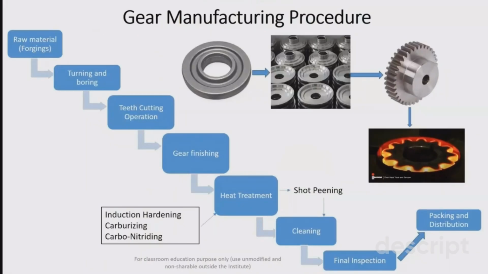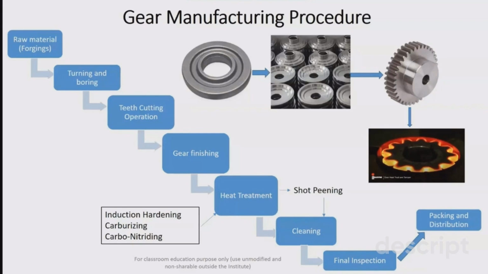Gear manufacturing procedure. I have drawn this block diagram, which gives you an idea of how gears are manufactured in the industries. First of all, the process starts with the procurement of raw materials. The raw material is simply the forgings. This diagram shows you that you initially have this type of forgings, which we have formed with the help of forging presses. The first step in the industry is to design the gears.